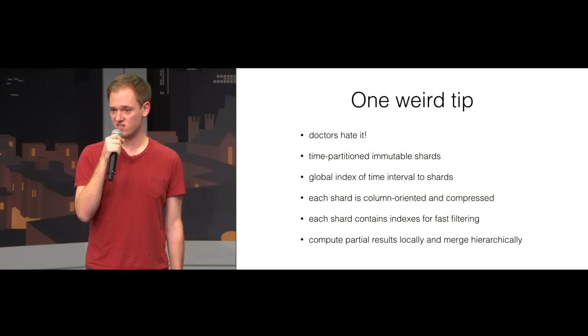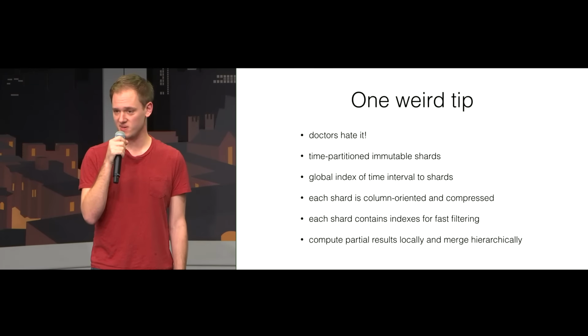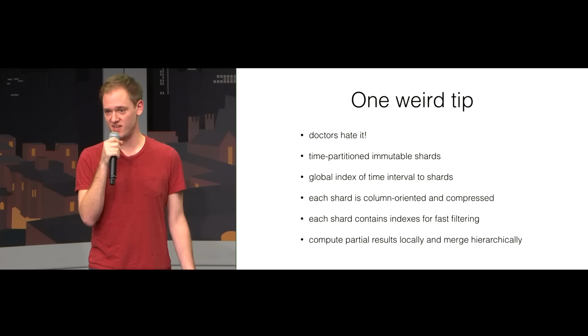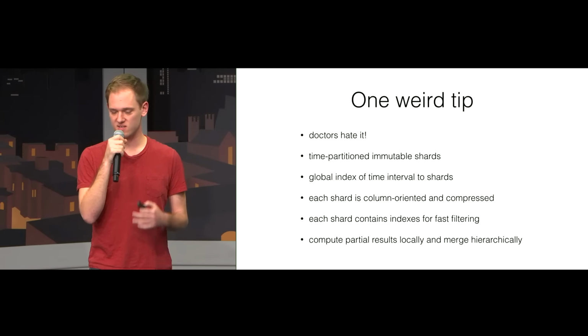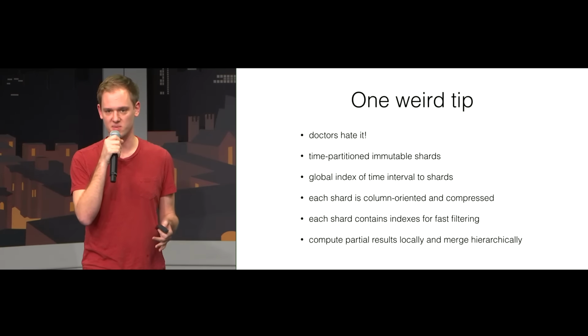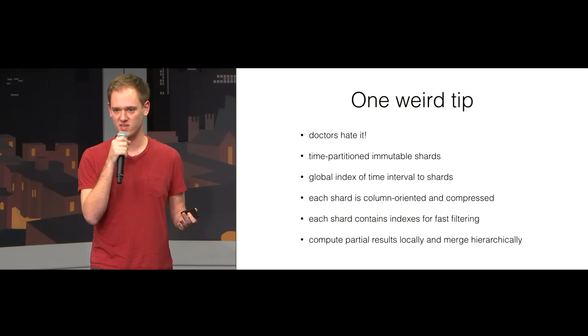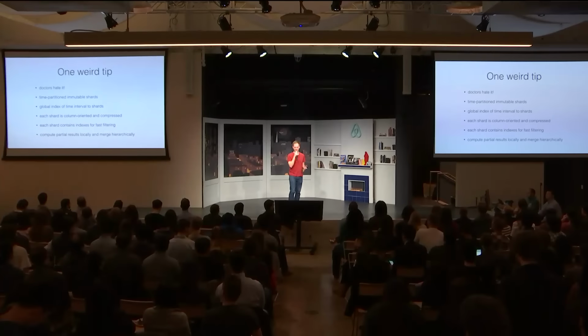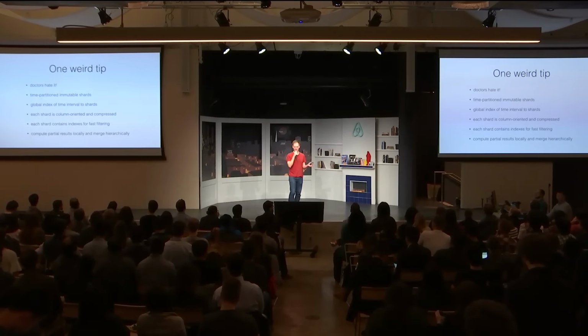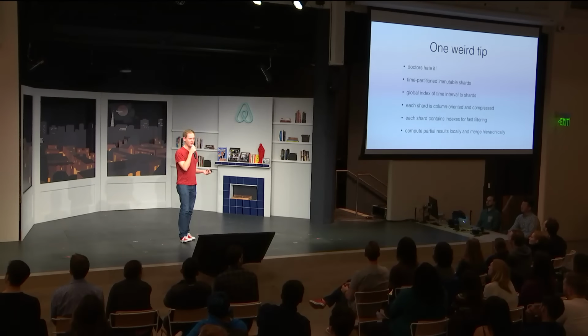The Druid physical storage and query system is pretty simple, and its simplicity is actually the key to its speed. It's all based on the concept of time-partitioned immutable shards. A Druid cluster is composed of hundreds or thousands or even millions of shards that are each about 1 gigabyte in size, and those shards are partitioned by time. There's a global index of time interval to shard. That takes advantage of the fact that most queries have some kind of time filter. Usually you're interested in the past day, past week, past month, something like that. So we can really quickly dial down to the shards for your time range.